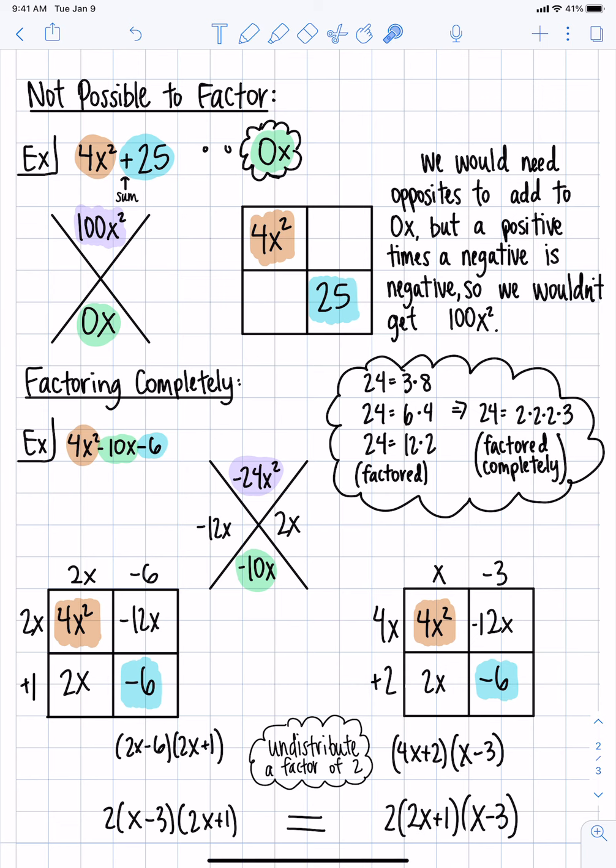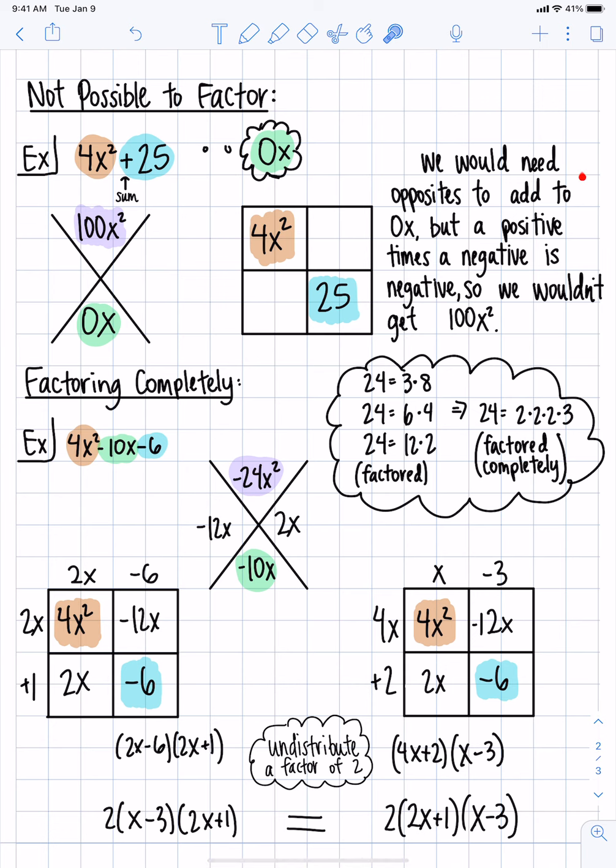Here's an example of why that negative in our difference of squares is important. So this is something that is not possible to factor. We're given a 4x squared, 25, and this plus in between is what changes it. So keep in mind we have 0 x's on this as well. If I fill in my table and I have a 4x squared here and a 25 here, I know if I multiply diagonally, that's how I get this 100x squared, meaning I need two numbers to multiply to 100x squared and add to 0x.